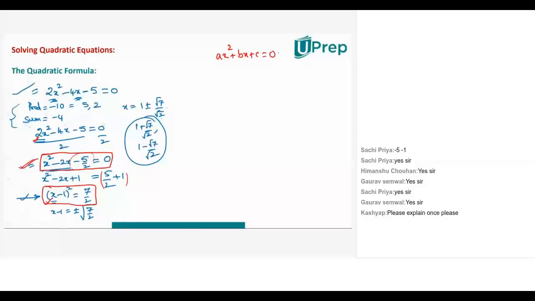So what is the left hand side now? X minus 1 became plus or minus square root of whatever constant is on the right hand side. Here it is 7 by 2. So x minus 1 became plus or minus root 7 by 2. Then x becomes, carrying the minus 1 to the right hand side, 1 plus or minus root of 7 by root of 2. Is this clear now, Kashyap?